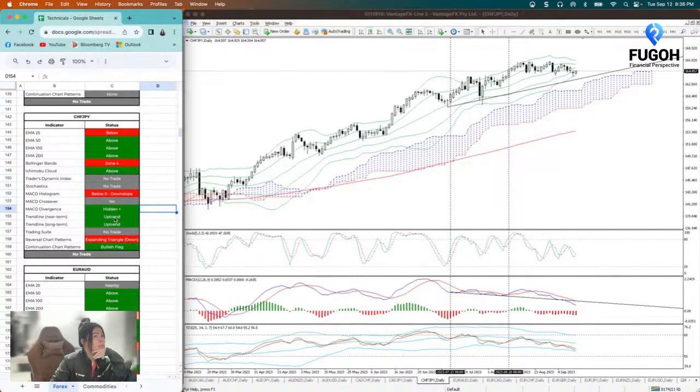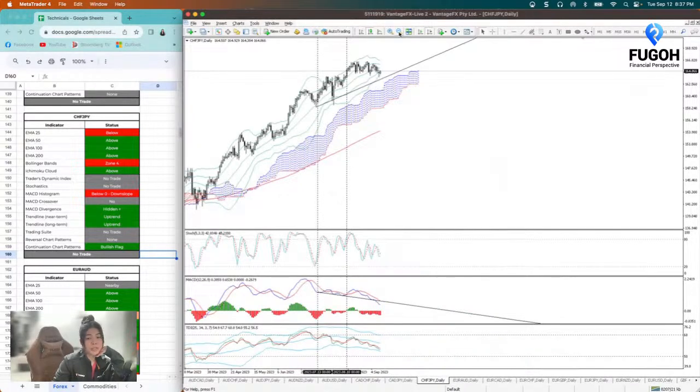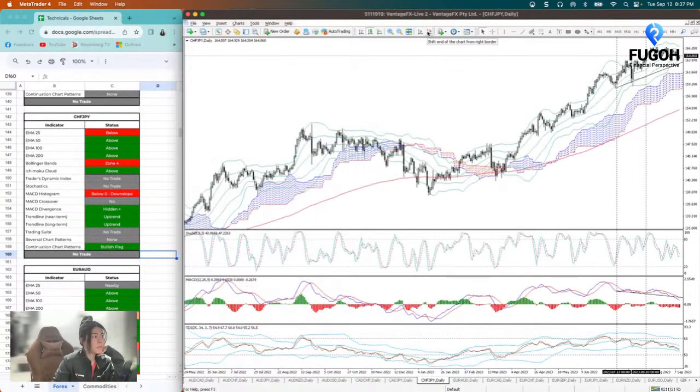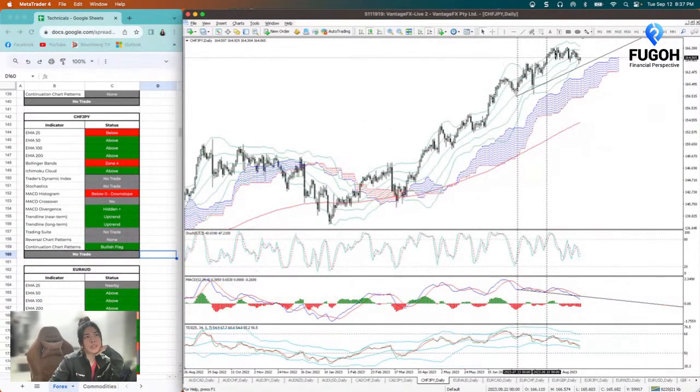Trend line is still uptrend, short term and long term. Do we have any? None. And none. It's still a bullish flag. All right. So I think for this pair, this will still go up, but just barely. Just barely. Let's wait for the fundamentals to drive this pair, but there's already a small correction.